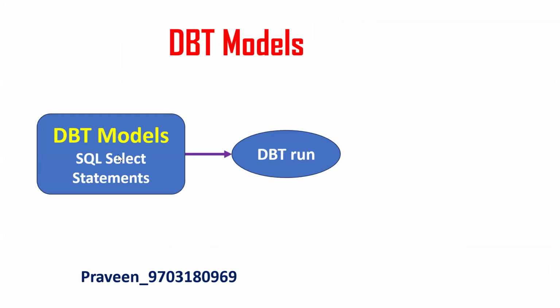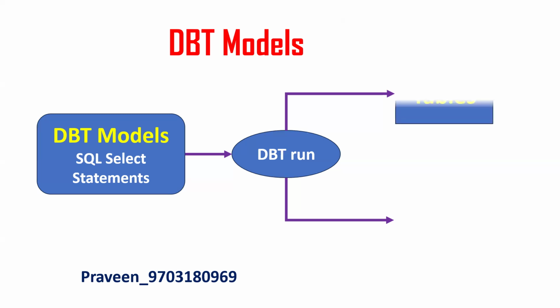If you run DBT, what happens? Objects will be created in the database. What objects will be created? Anyone, any idea? Views and tables. What type of views? Normal views and secure views. And what type of tables are created? Transient tables and permanent tables will be created.